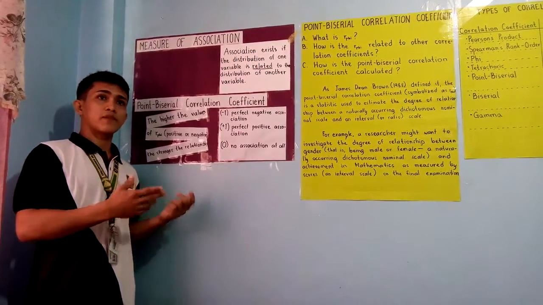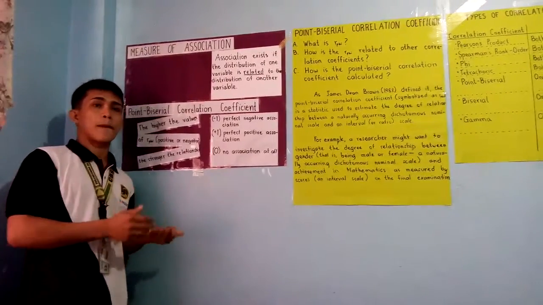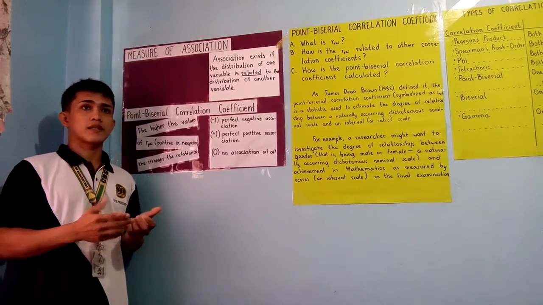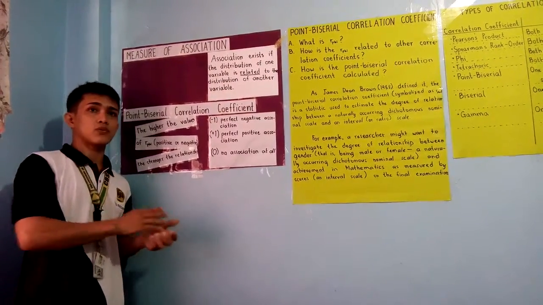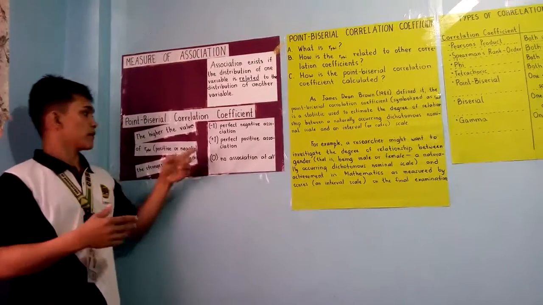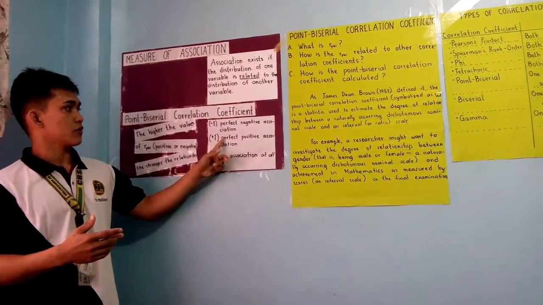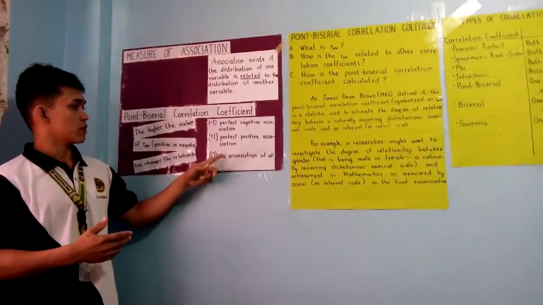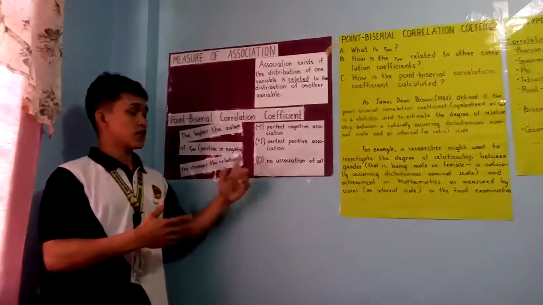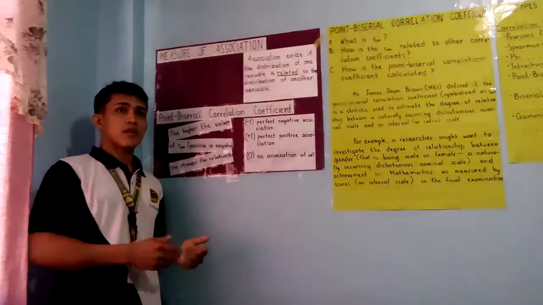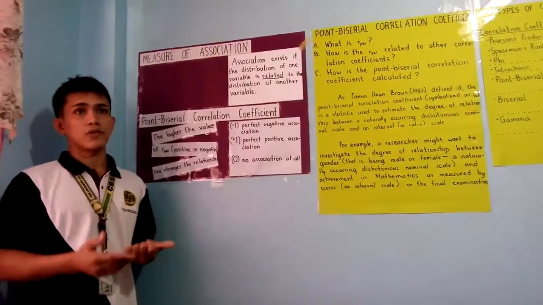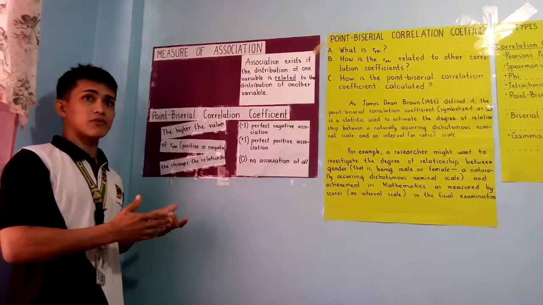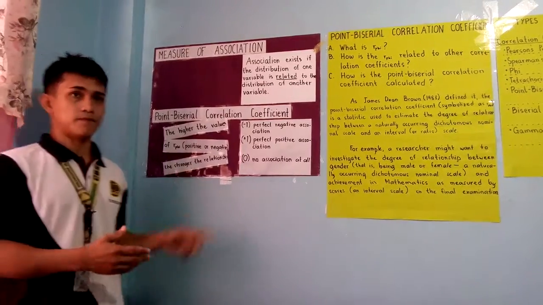the point-biserial correlation coefficient measures the strength of association of two variables in a single measure ranging from -1 to +1, where -1 indicates a perfect negative association, +1 a perfect positive association, and 0 indicates no association at all. The higher the value of the point-biserial correlation coefficient, whether positive or negative, the stronger the relationship between the two variables.